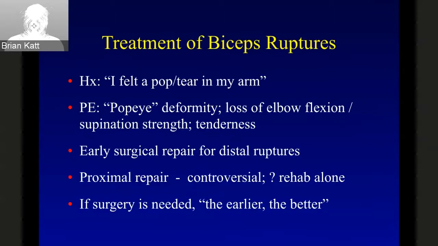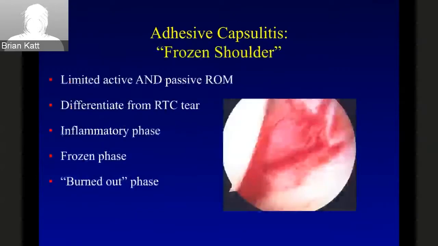And if surgery is needed, the earlier the better. The reason being is because once that tendon loses the tension, it curls back up into the arm, and it can make it hard to pull it all the way back down and fix it.